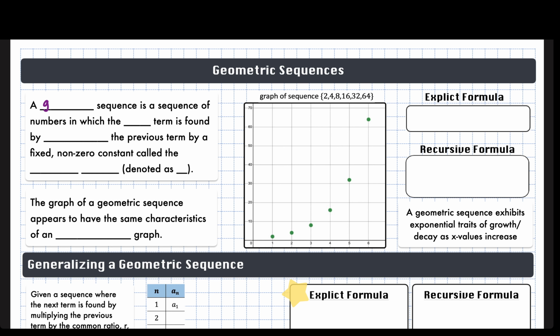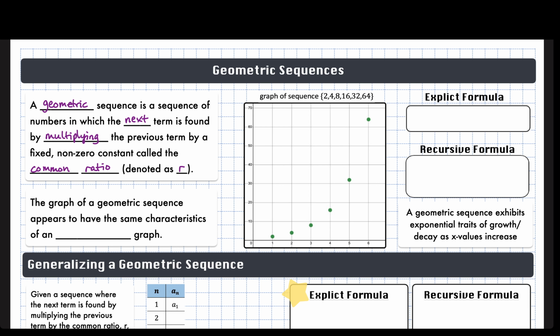A geometric sequence is a sequence of numbers in which the next term is found by multiplying or dividing, depending on how you want to look at the fractions, the previous term by a fixed non-zero constant called the common ratio. And we denote this as R.